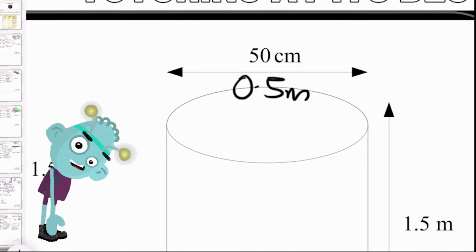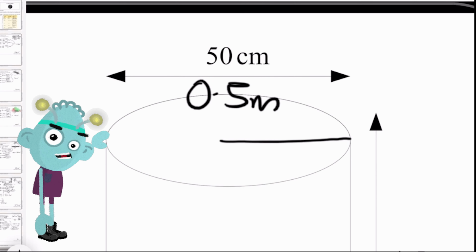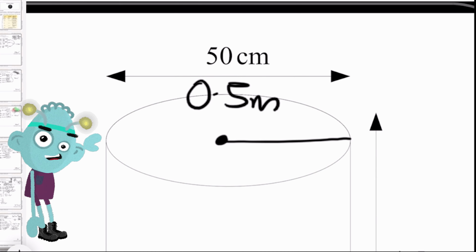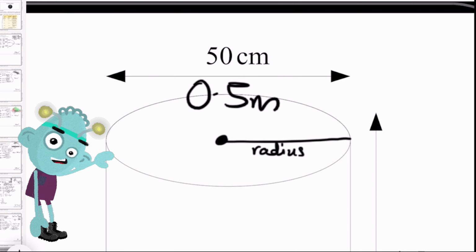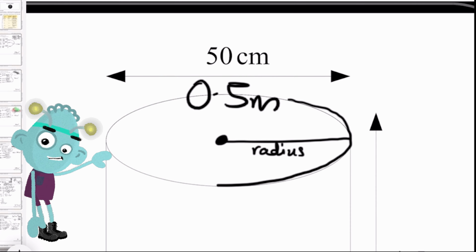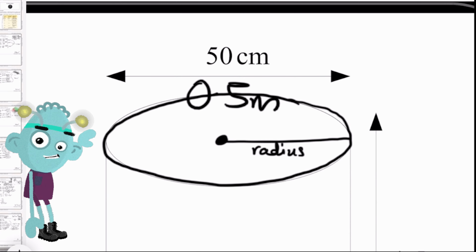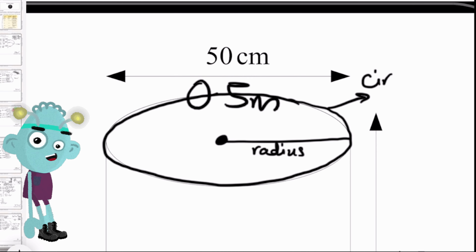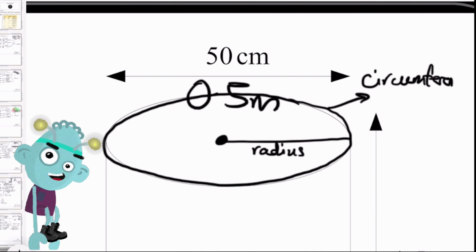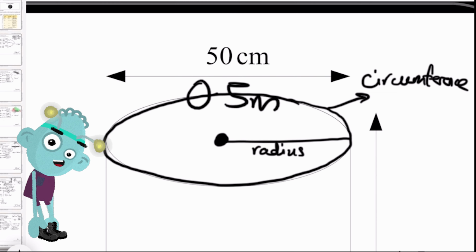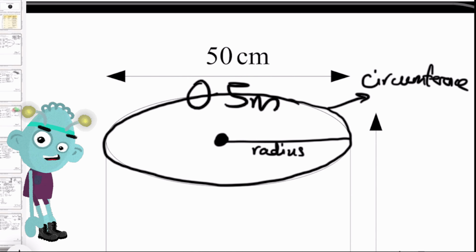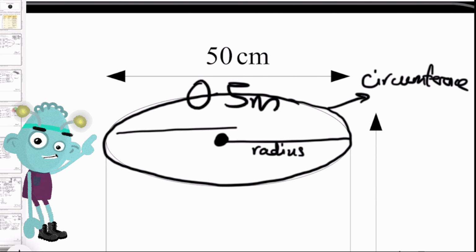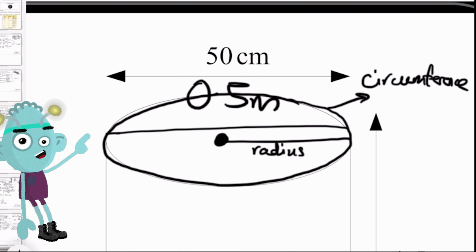And for those who aren't aware, the radius is going from the center point to the circumference. Remember now that your circumference is this line here, going all the way around the circle. That's your circumference. So let's label that for those who are not aware. Your radius is going from the center to the circumference, and your diameter is actually the entire thing. And that is going from one end of the circumference to the other.